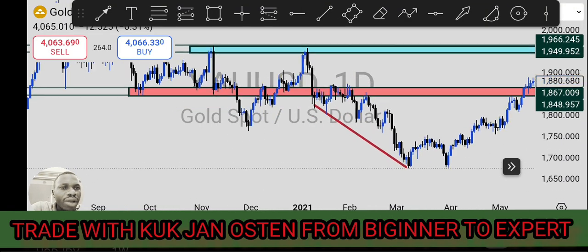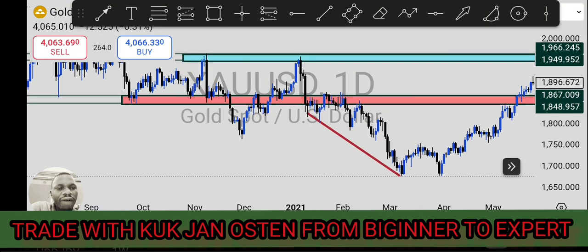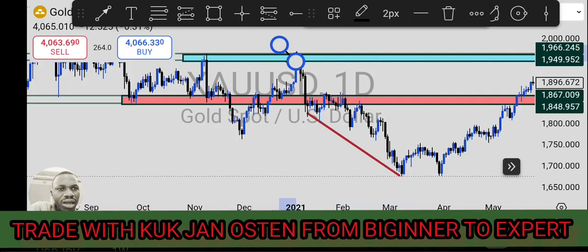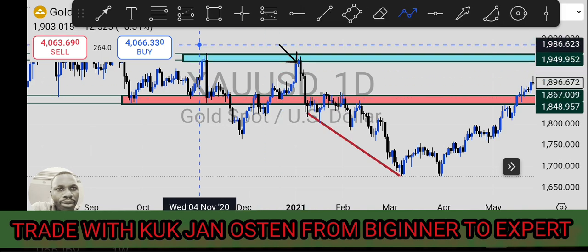Now we identify the overall trend. After identifying the overall trend, then we mark our major key zone. So we have marked our major key zone. The first zone here, we are seeing that there are some sort of price reactions. Also here, price reacted 2 times.